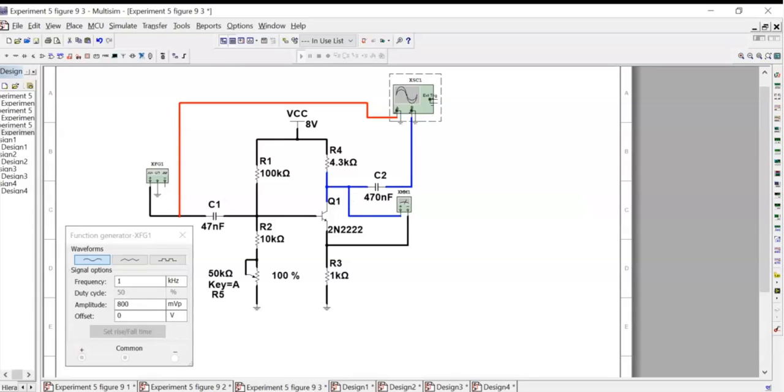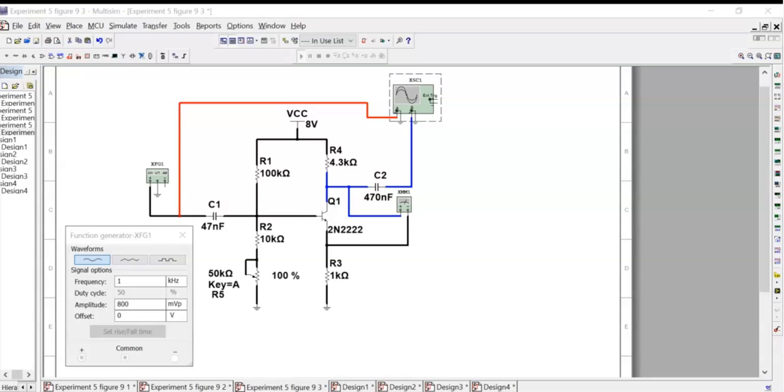So let us set first, from the procedure: be sure all connections are properly placed. Yes, it is properly placed. Then the supply is set to 8 volts, same value. Then we need to set the DMM, open the DMM. Then the function generator must be set to an amplitude of 1.6 volts peak to peak. So meaning we need to set the peak value to 800 millivolts.